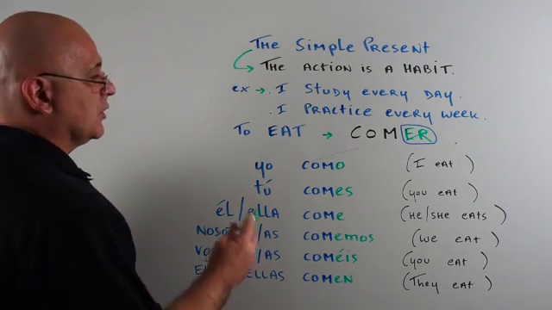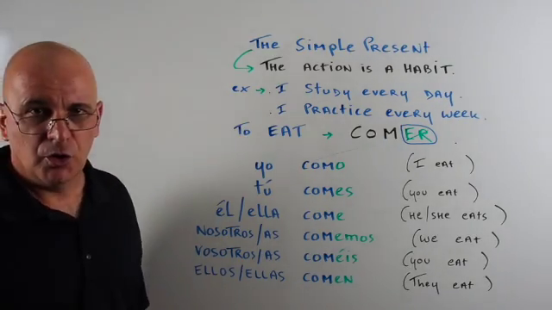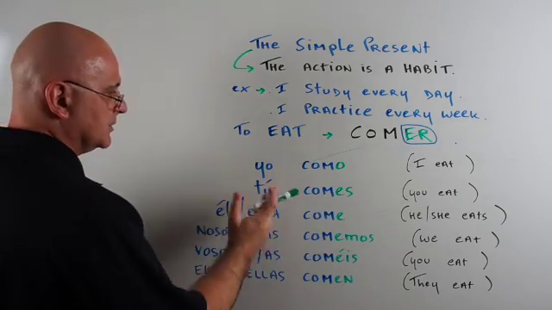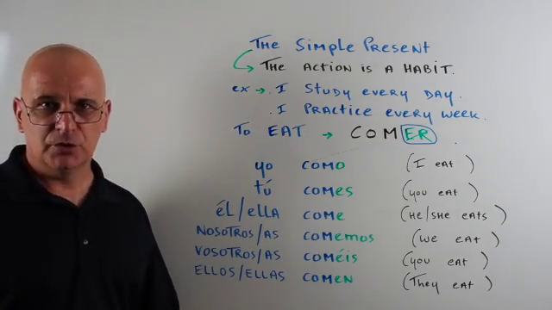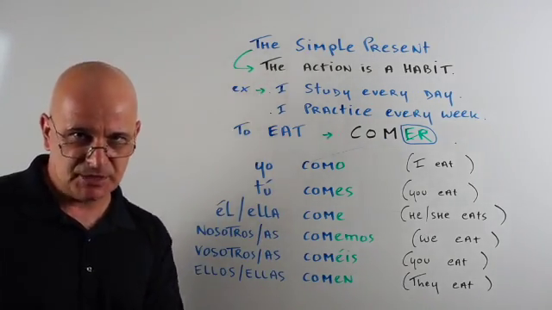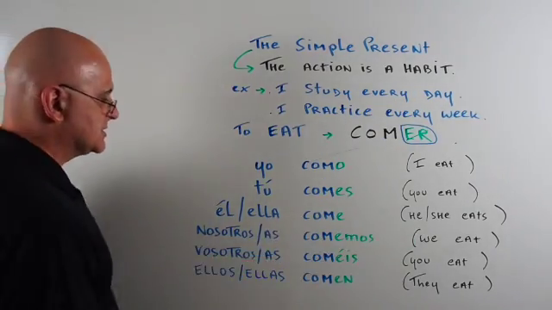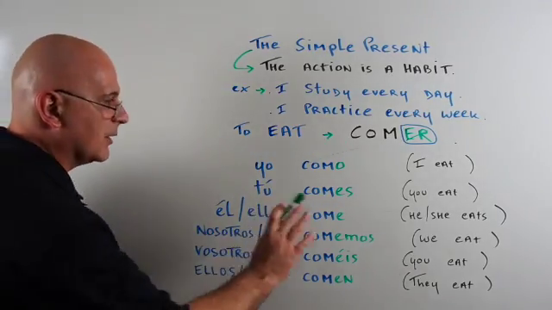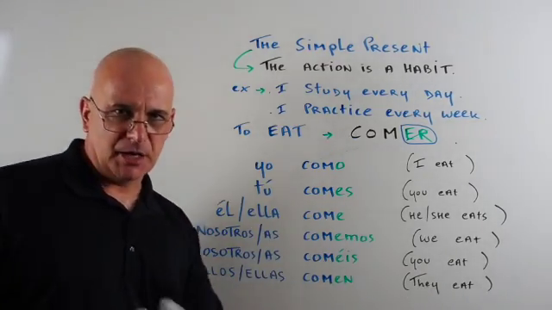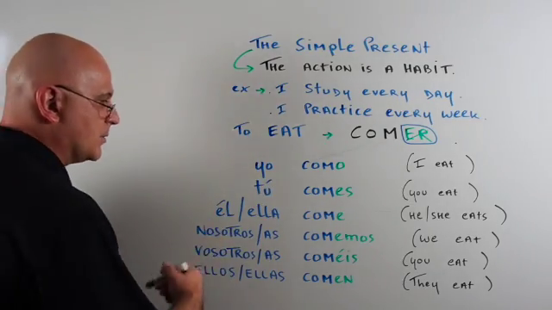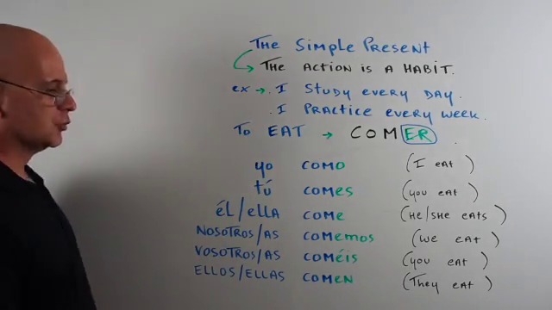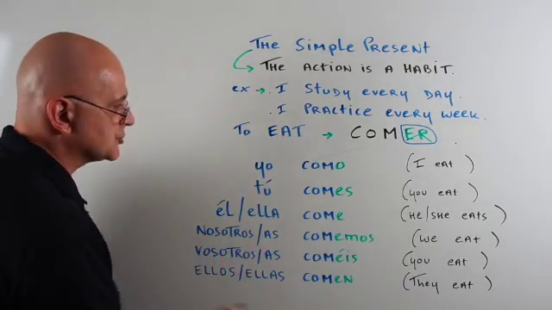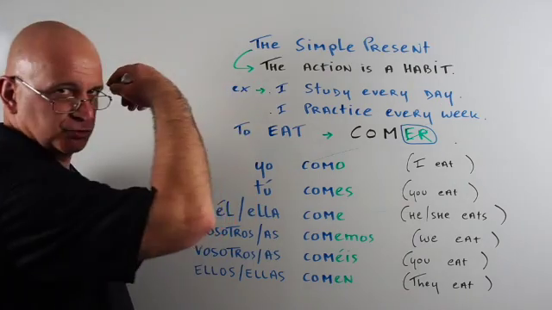I eat is going to be yo como. Right, yo como. Right, you eat, singular, tú comes. That's right. All right, he or she eats, ella come. Right. Now we eat, one more time. Ella come. Right. We eat is going to be nosotros, nosotras comemos. Get that right. Nosotros, nosotras comemos.